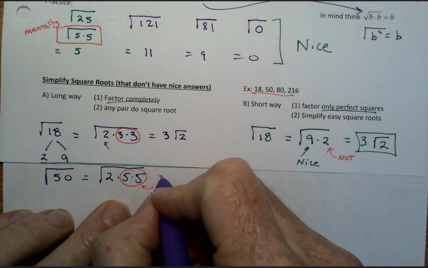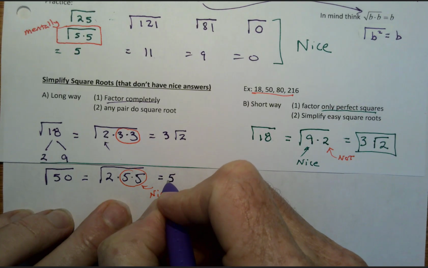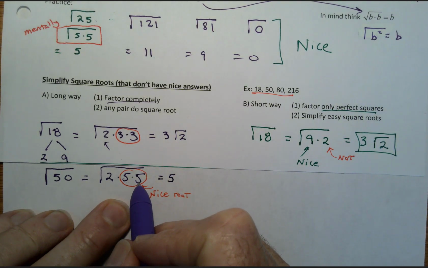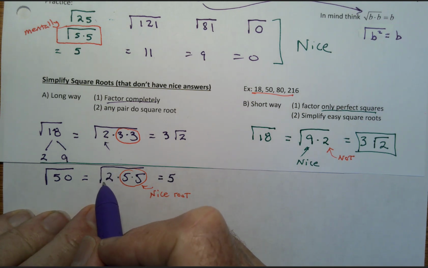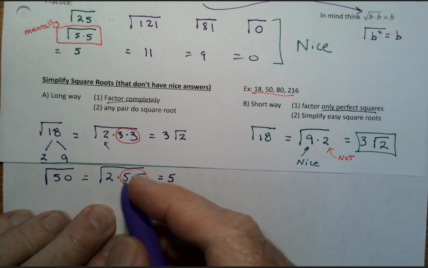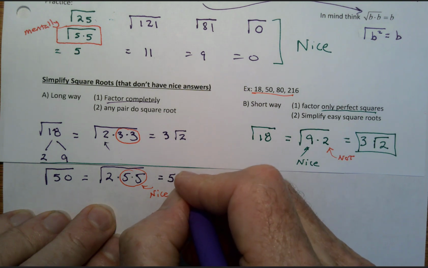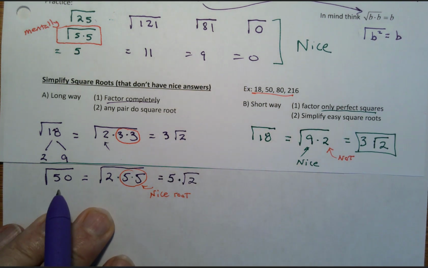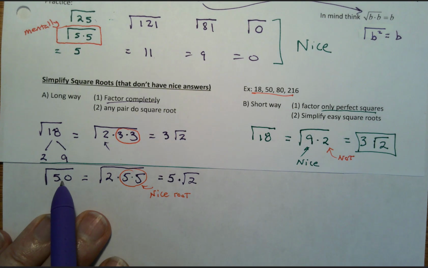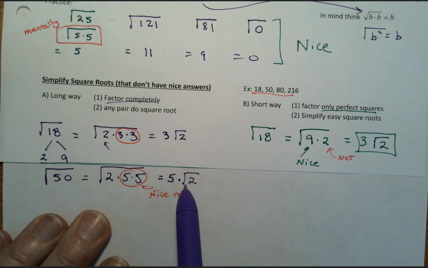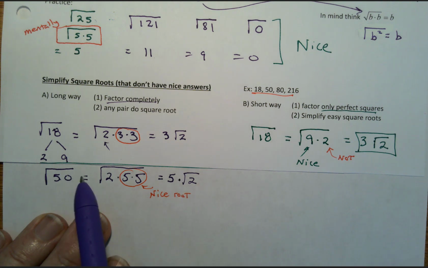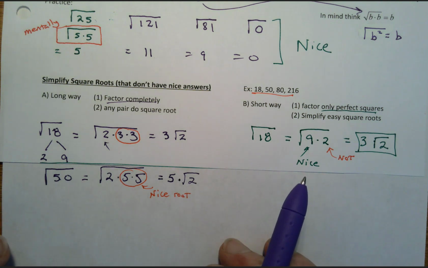So this problem is going to equal the whole number 5, because the square root of 5 times 5 is square root of 25, which is 5, times the square root of 2, which is left. I cannot do the square root of 2 and get a nice answer. So I'm going to times it by the square root of 2. So this big square root, square root of 50, reduces down to a whole number 5 times square root of 2. So I've broken down the big square root into a smaller square root.